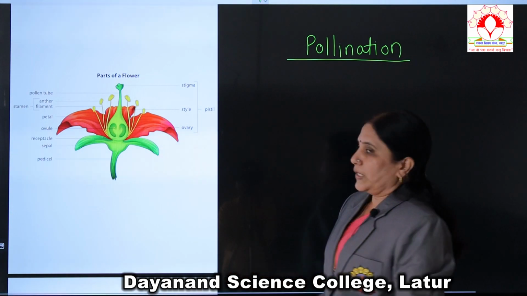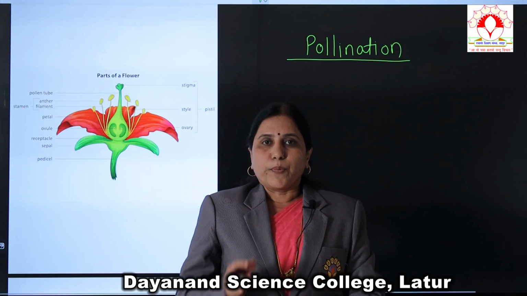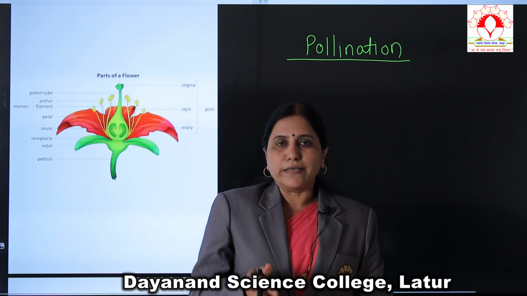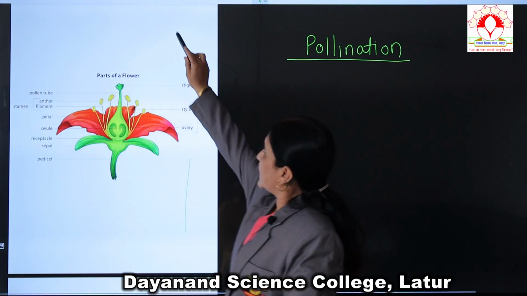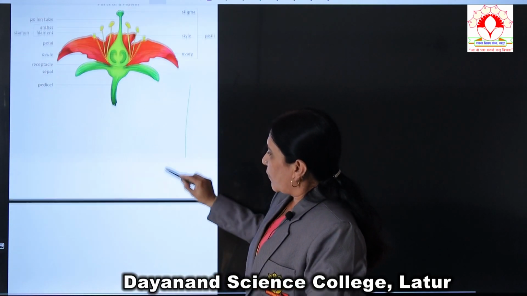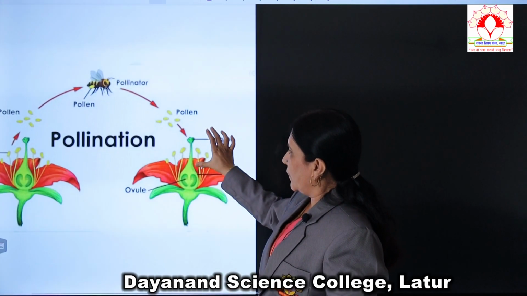So what is meant by pollination? Pollination is the transfer of pollen grains from anther to stigma of flower. So what is meant by anther? What is meant by stigma? For that we should know about flower. So this is the image of flower.